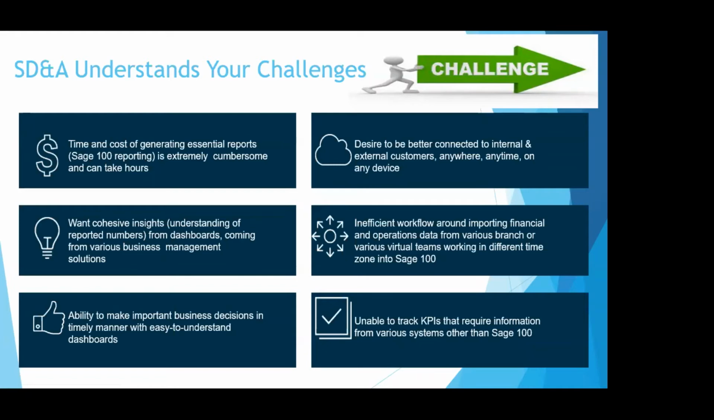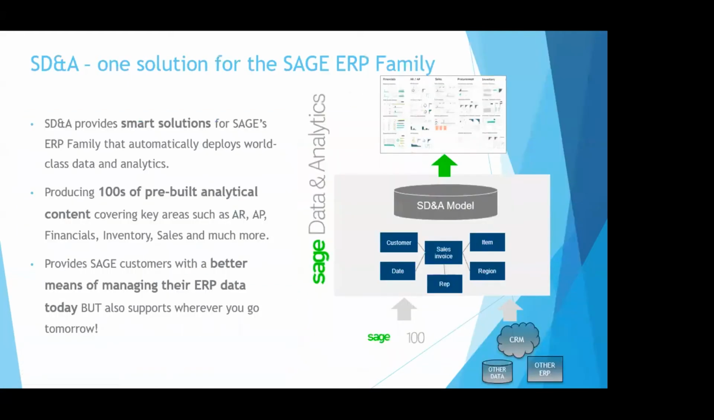Also the inefficient workflow about importing financial and operations data from various branches, virtual teams. You know, you have employees working from all over the place. This is going to be a great solution if that is the case. And then KPIs that require information from other systems, not just Sage 100, you can pull that in when you're using Sage Data and Analytics. So these are just certain challenges that they found have been popular, and this is why the product was conceived.